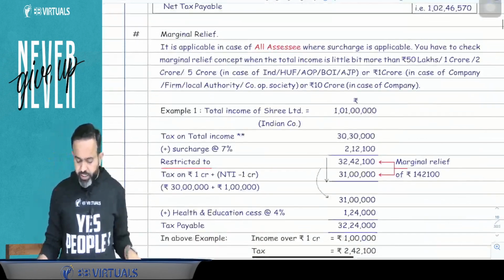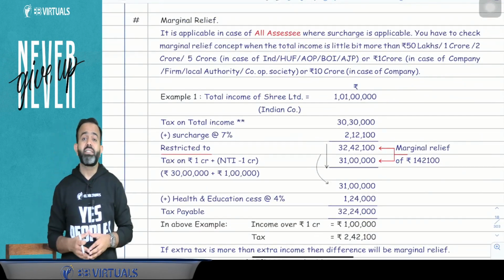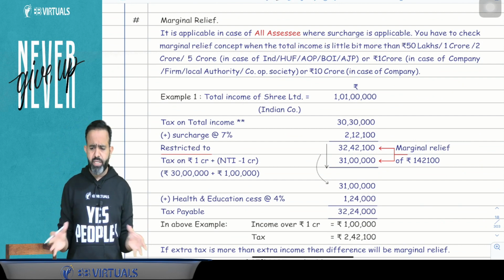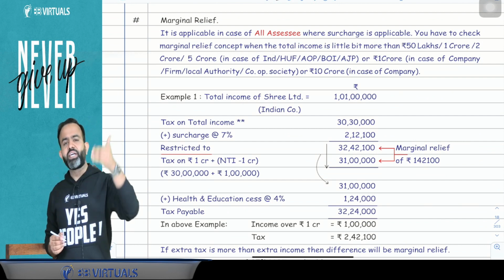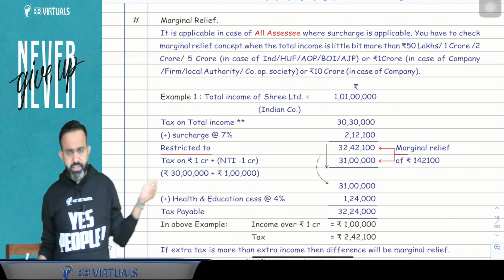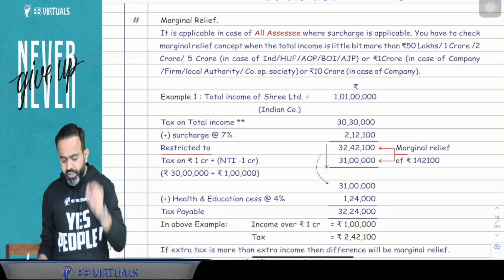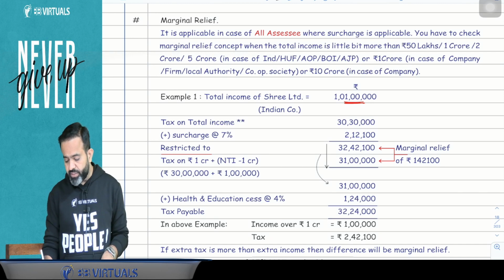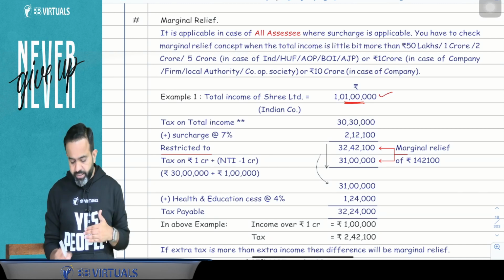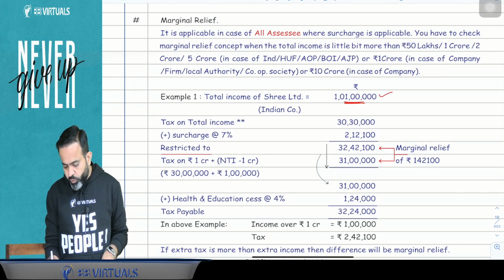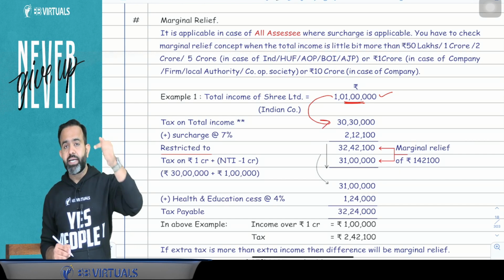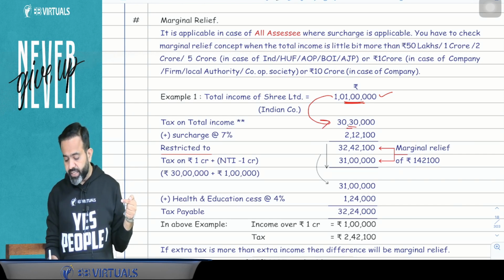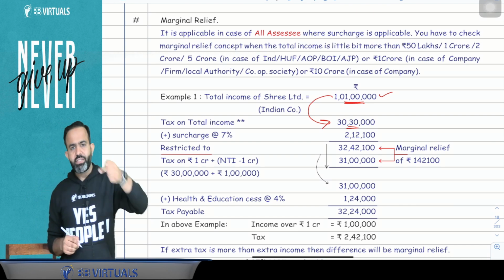Now we are going to start with one concept that is called marginal relief. Now, what is the marginal relief? So marginal relief we can understand by way of one example. Guys, there is one example that total income of Sri Limited, which is a domestic company, is suppose 1 crore 1 lakh. And here tax rate is 30%. So can I say that on 1 crore 1 lakh, if you calculate the tax, then 30% tax is 30 lakh 30,000.